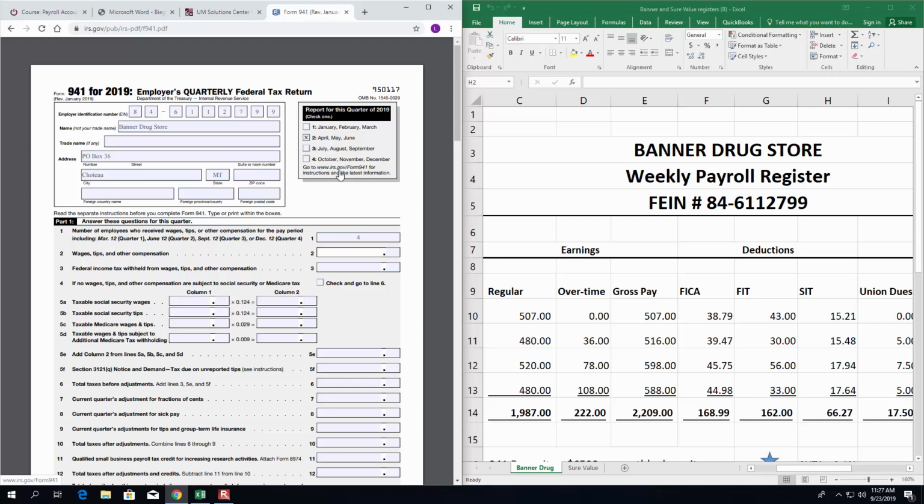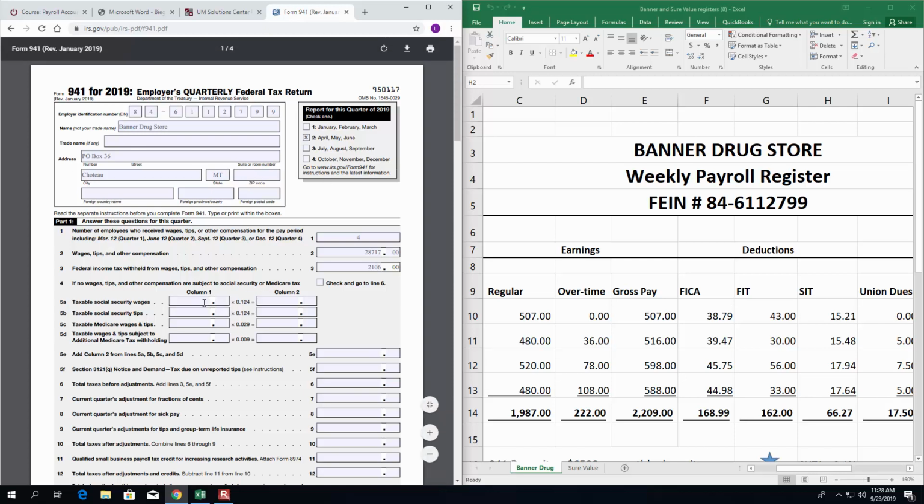$2,209 times 13 paychecks. My gross wages are $28,717. My federal income tax, I took $162 a paycheck, 13 paychecks, $2,106. Does that make sense? There are a lot of things that can happen on these to make them very complex. We're not going to do any of it. It's just going to be straight up.